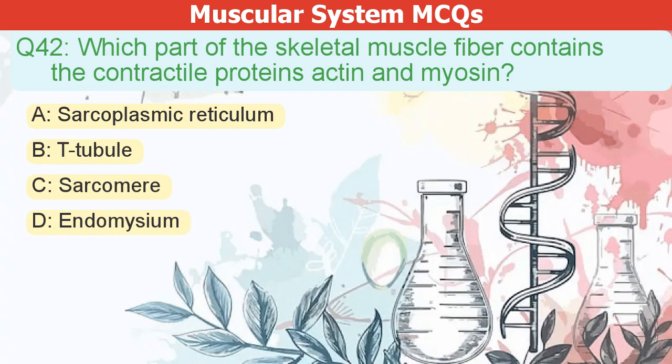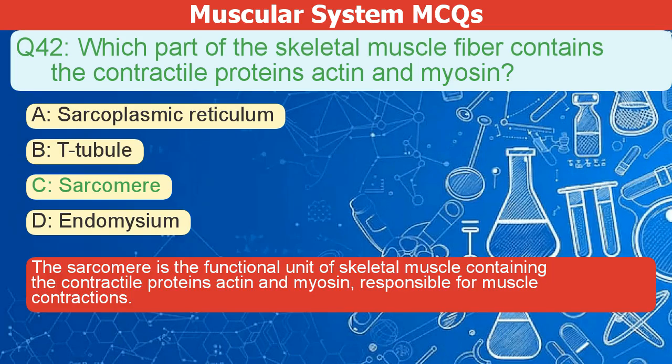Which part of the skeletal muscle fiber contains the contractile proteins actin and myosin? A. Sarcoplasmic reticulum. B. T-tubule. C. Sarcomere. D. Endomysium. The correct answer is C. The sarcomere is the functional unit of skeletal muscle containing the contractile proteins actin and myosin, responsible for muscle contractions.